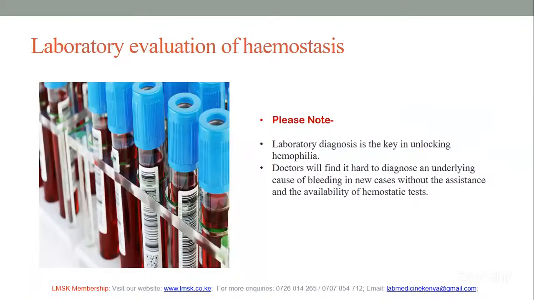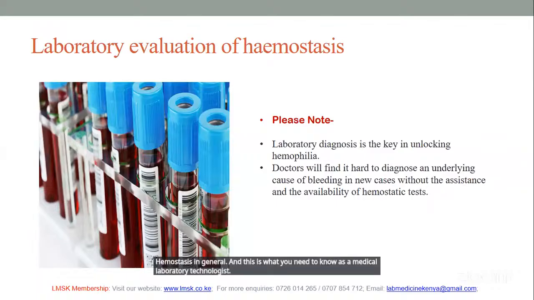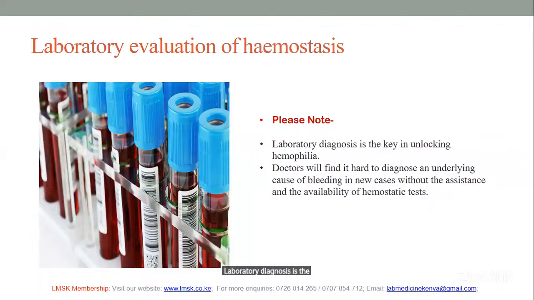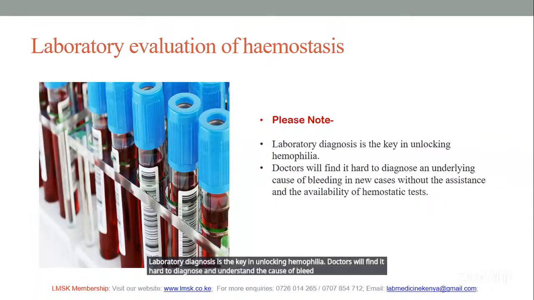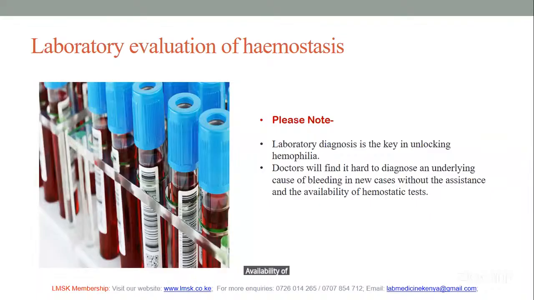Now, what is the role of blood laboratory evaluation of hemostasis in general? This is what you need to know as a medical laboratory technologist. Laboratory diagnosis is the key in unlocking hemophilia. Doctors will find it hard to diagnose and understand the cause of bleeding in new cases without the availability of the hemostatic tests that need to be done. Next slide.